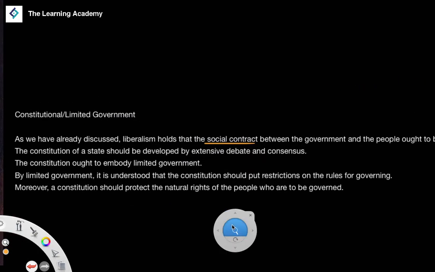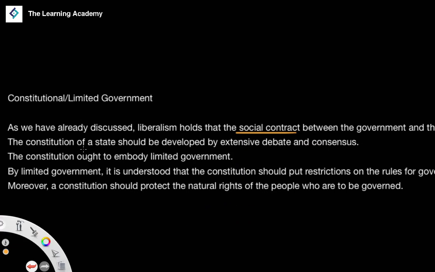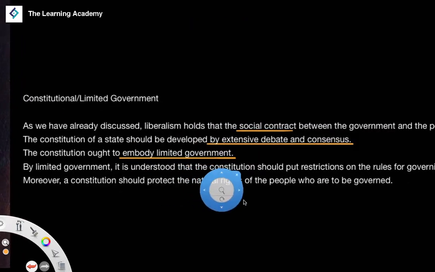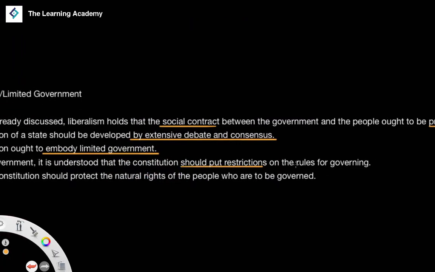It shouldn't be something that is developed overnight. The constitution of a state should be developed by extensive debate and consensus, so it should be something that is agreed upon by all. Generally speaking, this idea of constitutional government implies an idea of limited government. By limited government, what we mean is that the Constitution should put restrictions on the rules for governing. There ought to be restrictions on how a government should be able to operate. That's what the government by consent social contract theory means.